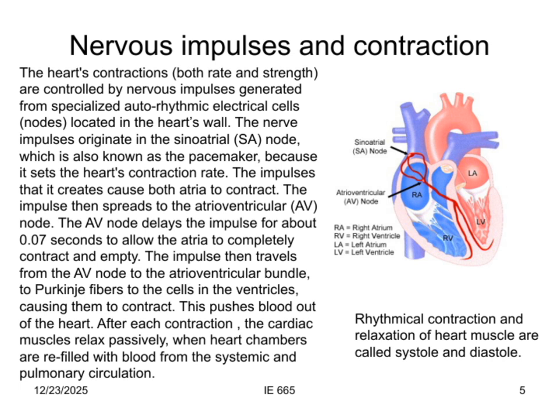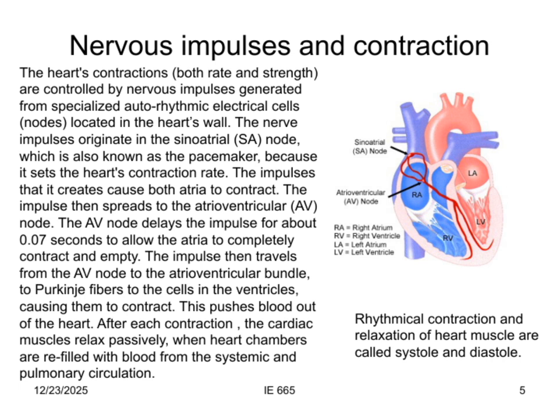These impulses are generated by specialized electrical cells in the heart wall, known as autorhythmic cells or nodes. The primary source of these impulses is the sinoatrial node, often called the pacemaker because it sets the pace for the heart's contractions. When the sinoatrial node fires, it causes the atria to contract, pushing blood into the ventricles.